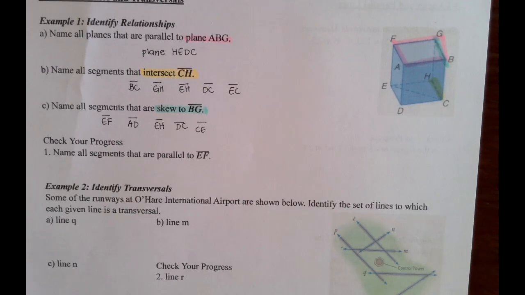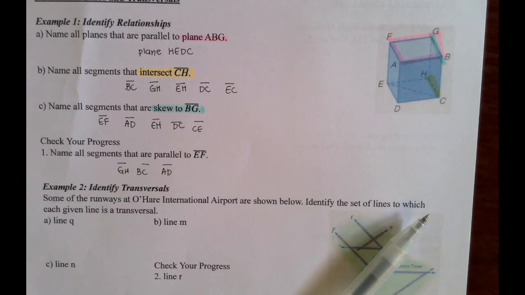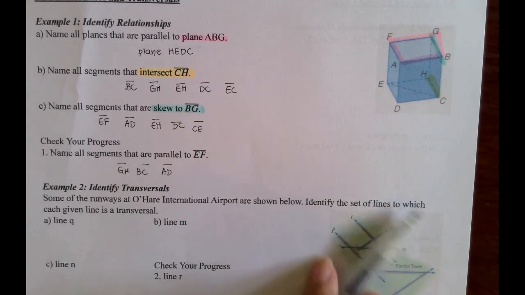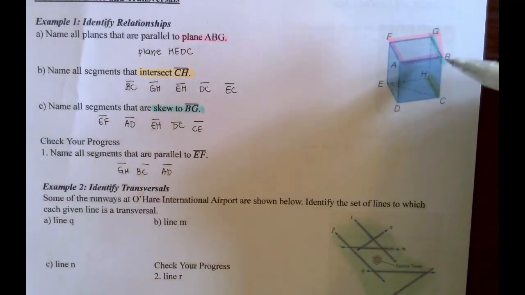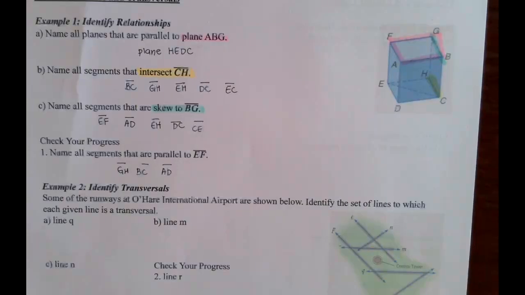So why don't you try Check Your Progress 1: name all segments that are parallel to EF. You should have gotten GH, BC, and AD, because EF is this one that's vertical, and so AD, BC, and GH are also vertical.